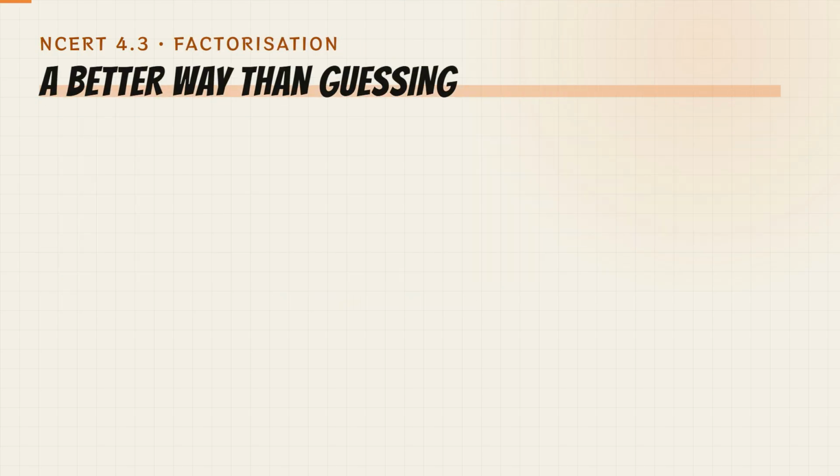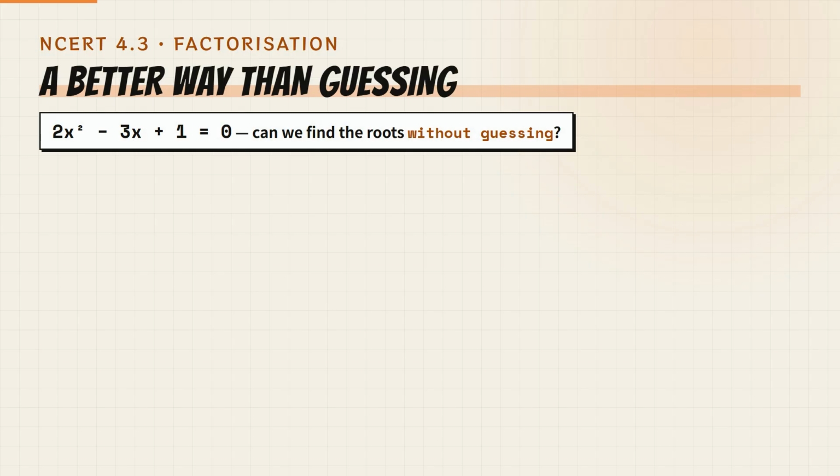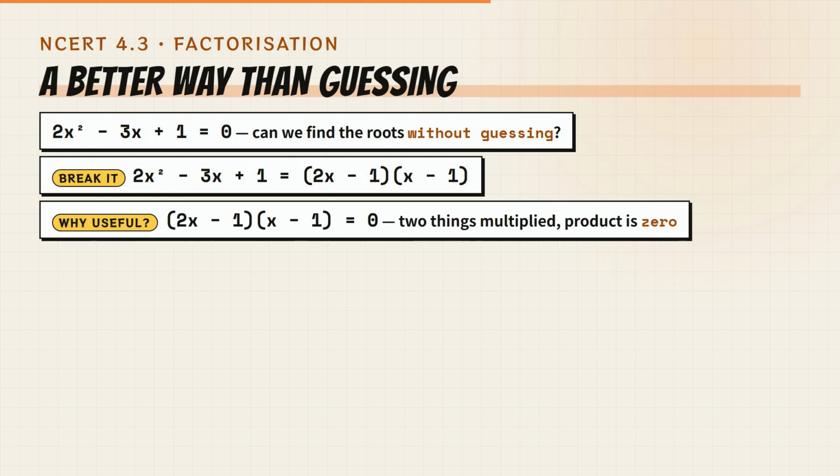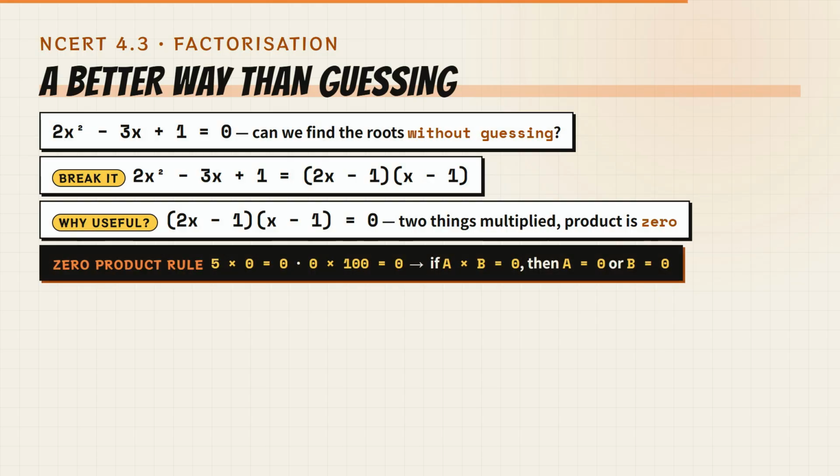We now know what a root is, but we don't want to keep guessing numbers. So how can we find the roots more systematically? What if we could break the quadratic into 2 simpler pieces? Look, 2x squared minus 3x plus 1 can be written as (2x minus 1) times (x minus 1).